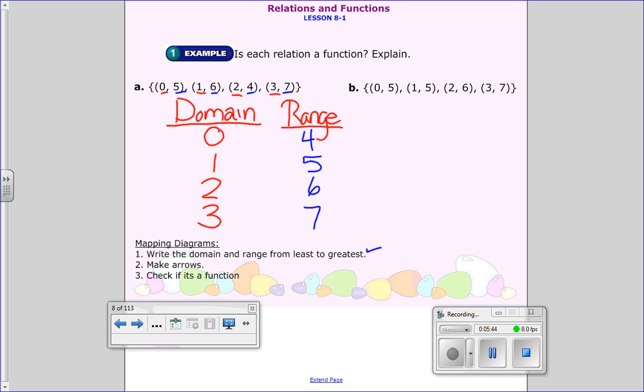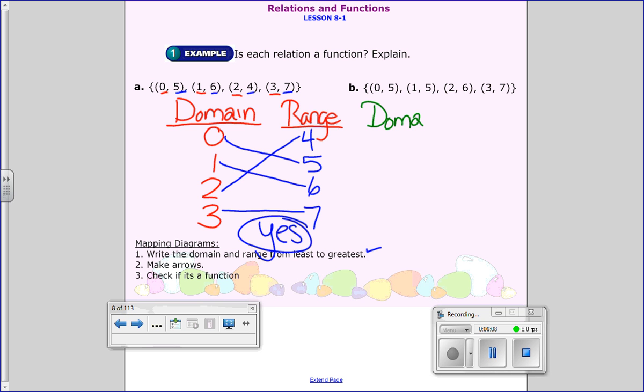So I go back to A where it says 0 goes to 5. So make an arrow. 1 goes to 6. 2 goes to 4. And 3 goes to 7. So I take a look. Does each x value go to only one y or one number in the range? And it does. So yes, this is a function. Now we can try B the same way, and again, I'm going to go through this one quickly, and the next two are yours to practice.